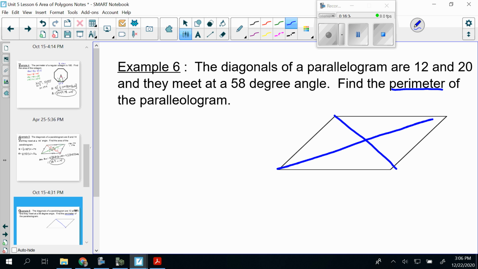And we know they bisect each other. So if one of them's 12, that means this is 6 and 6. And the other one's 20, so this would be 10 and 10. They meet at a 58 degree angle. So we got 58 here. That means this one's 58. That means we can find the other one by subtracting from 180. So our other angle here is going to be 122.